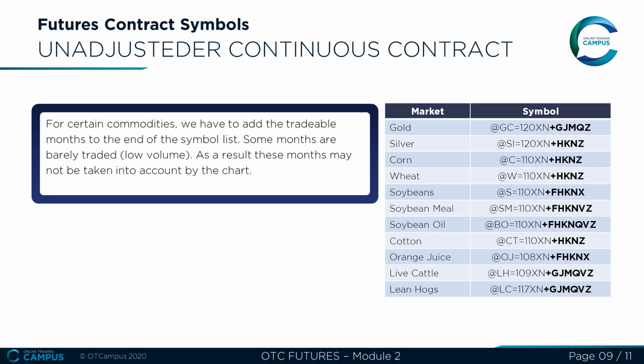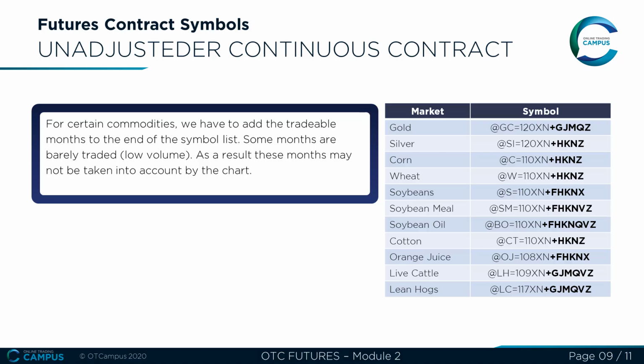TradeStation users will typically use a symbol like @S=110XN for their unadjusted continuous charts. This symbol tells the TradeStation software to create an unadjusted continuous chart for the soybean market that rolls over automatically 10 trading days before the contract expires.